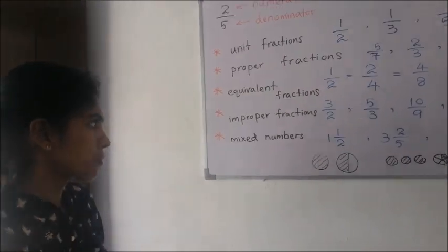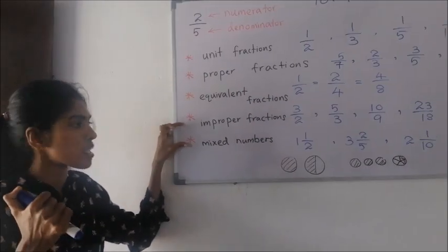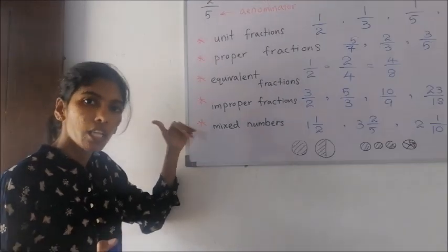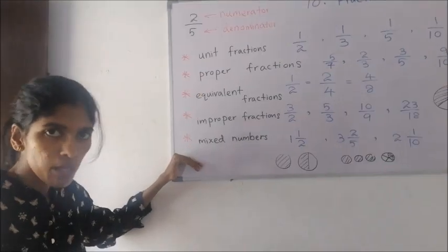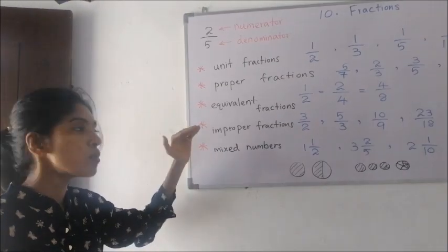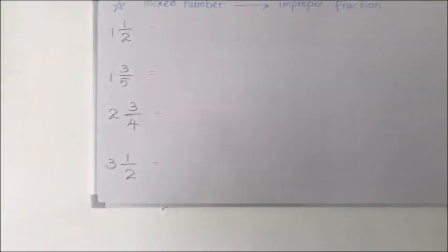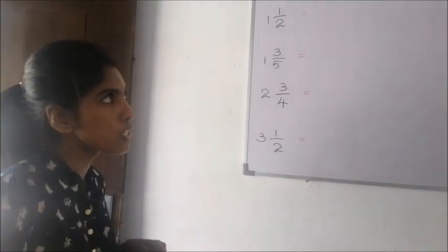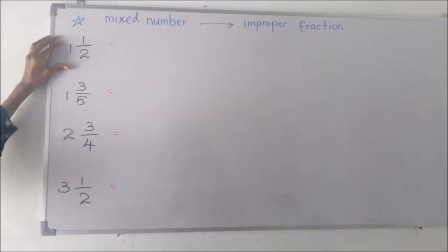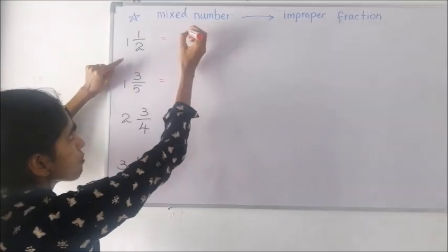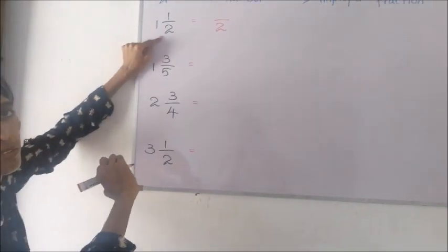Next children, there is a relationship between these improper fractions and mixed numbers. We will learn how to convert an improper fraction into a mixed number and also a mixed number into an improper fraction. Now children, we will learn how to convert a mixed number into an improper fraction. See the first example. First of all, we will write the denominator as it is. Don't change the denominator, right?